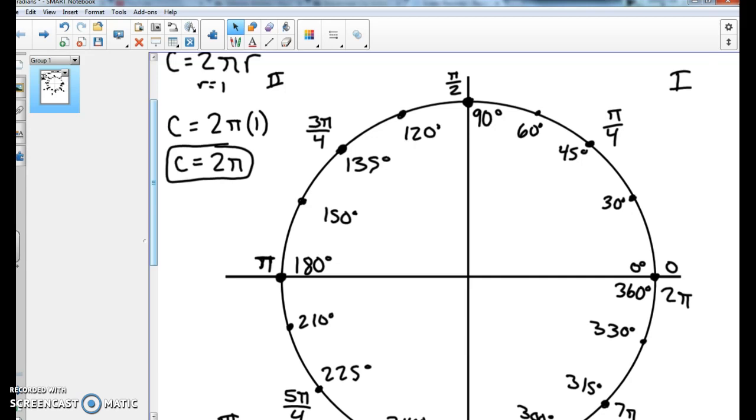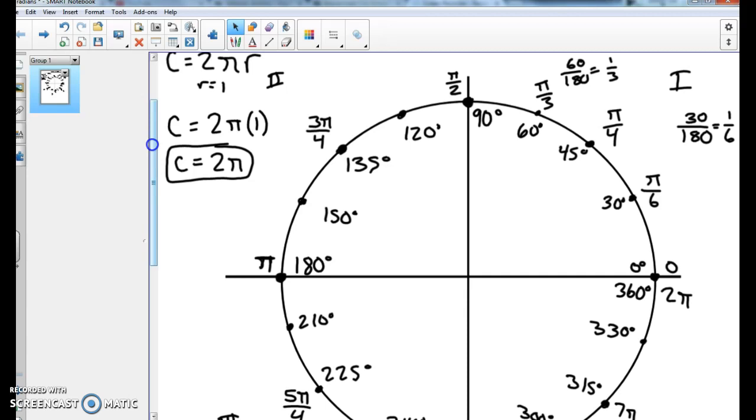180 degrees is pi. So if I'm looking at 30 degrees, I can think about the radian measure there as 30 over 180. As a reduced fraction, that is 1/6. So my radian measure at 30 degrees is 1/6 pi, or pi over 6. My radian measure for 60 degrees, think about that as 60 over 180, which is 1/3. That'll be pi over 3.